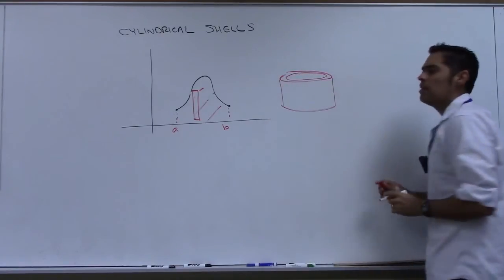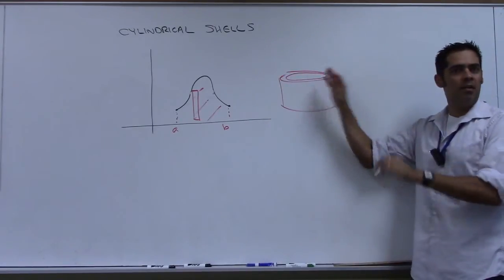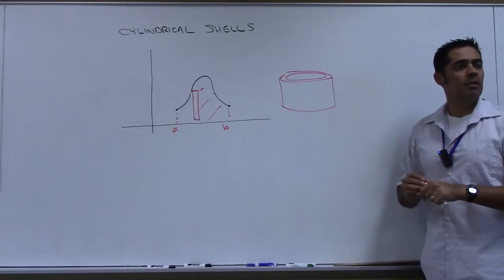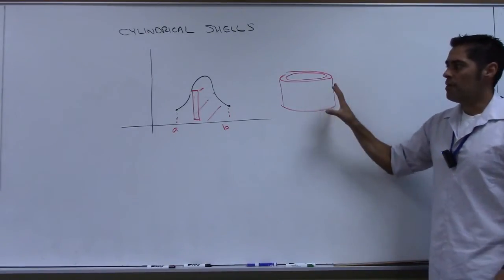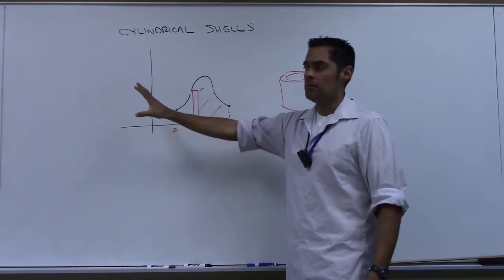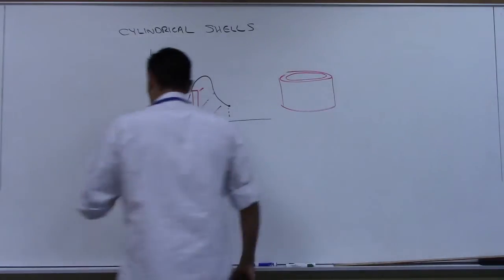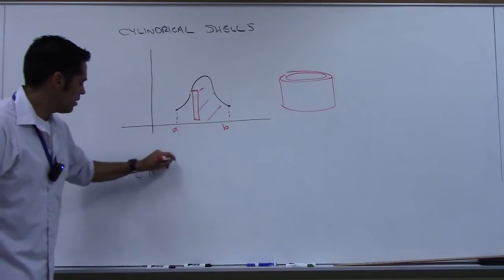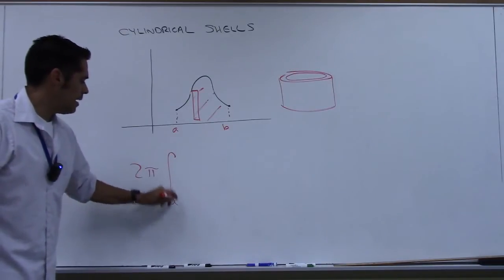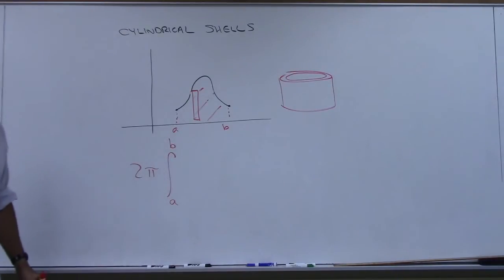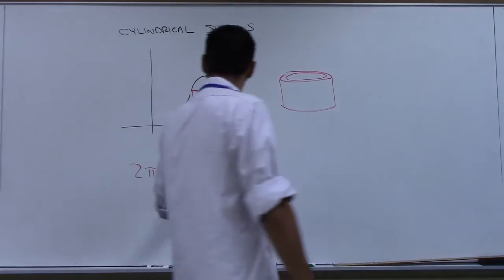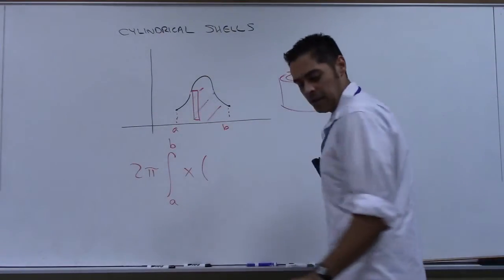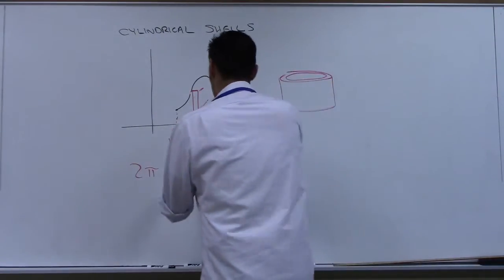And what we determined last time is remember we cut that open and laid it flat, and we came up with a formula for this volume wrapped around. Anyone remember what it was? It was 2 pi integral a to b of x times f of x dx.